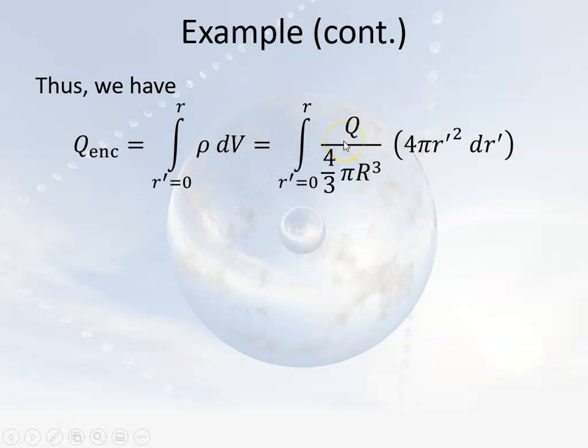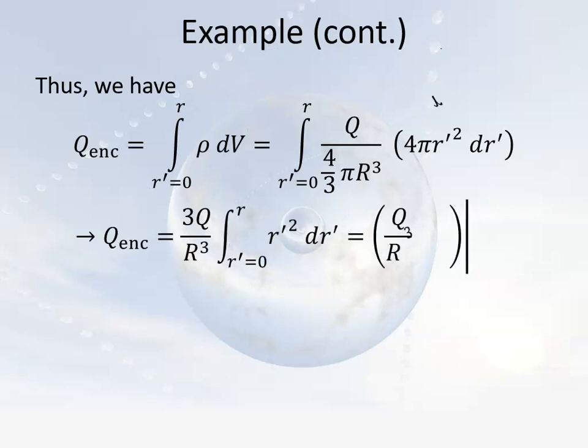It's just Q over 4/3 pi big R cubed. And again, that volume element is 4 pi little r prime squared d little r prime. It's going from this first integral to this second integral, where we have turned this from a multivariable calculus integral into a single variable calculus integral by using the symmetry of the problem, the fact that the charge distribution is independent of phi and theta.